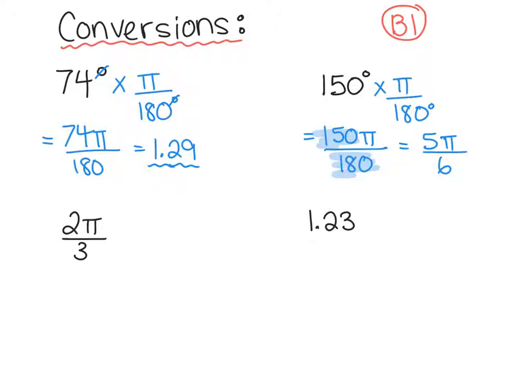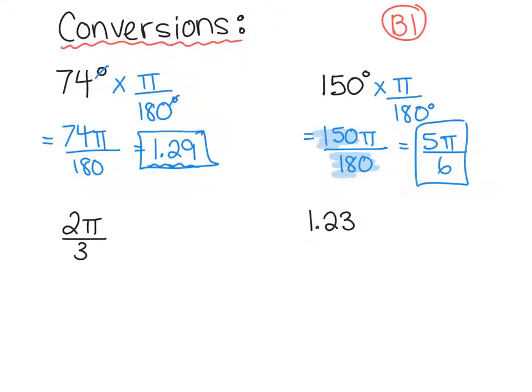A shortcut way to do this would be that pi over 6 is one of our special triangles, which is actually 30 degrees, and 5 times 30 degrees is 150, so that's a quick conversion. So this would be writing it in terms of pi, and this would be writing it as a decimal. I would specify which one you had to do.